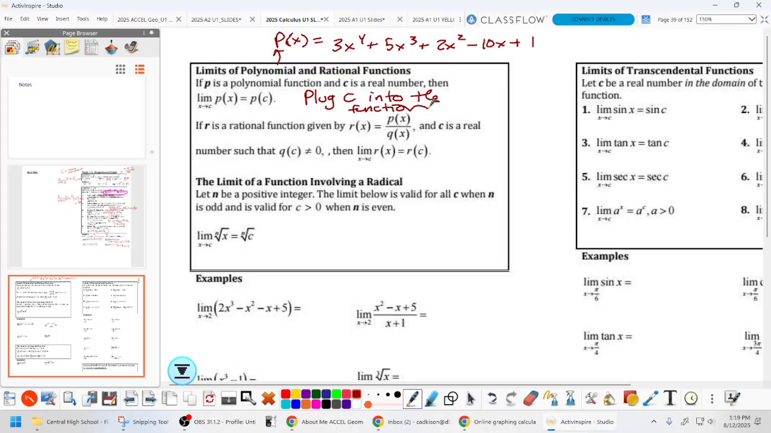Alright, now we're to rational. Hopefully this rings a bell, but let's do an example of a rational function right there. So like r of x would be, I don't know, 5x squared plus 3x plus 4 over x cubed minus 7 or something.